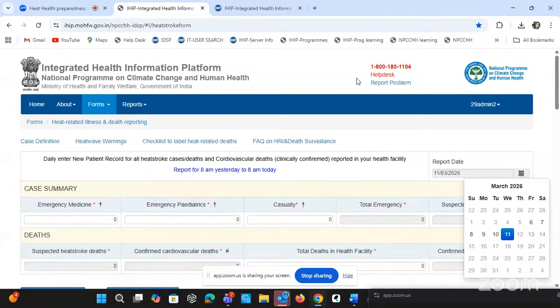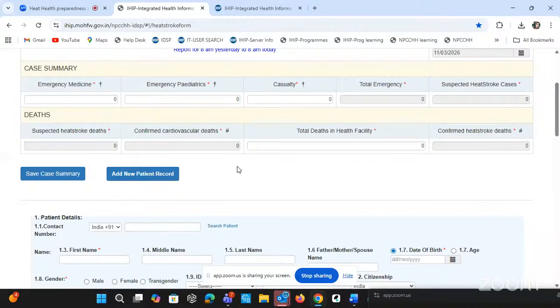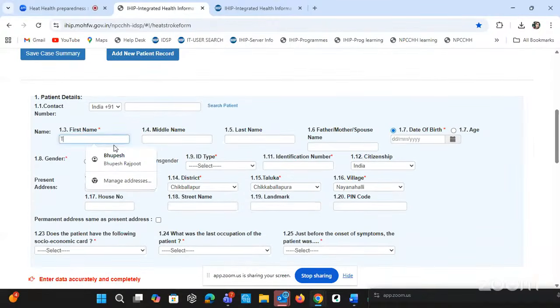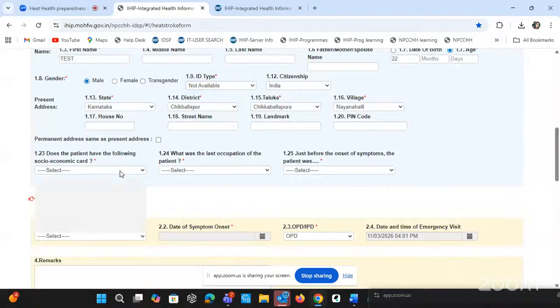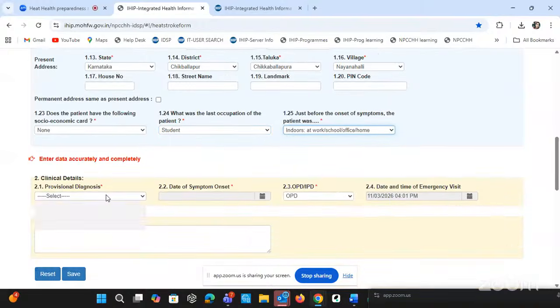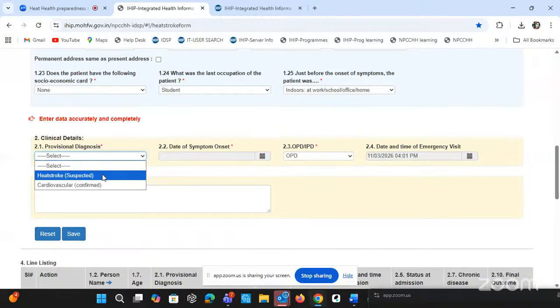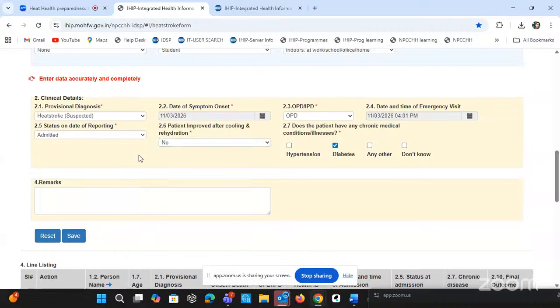Bhupeshji, can you show how to edit from suspected case to death within the form? Yes. From suspected cases to death.